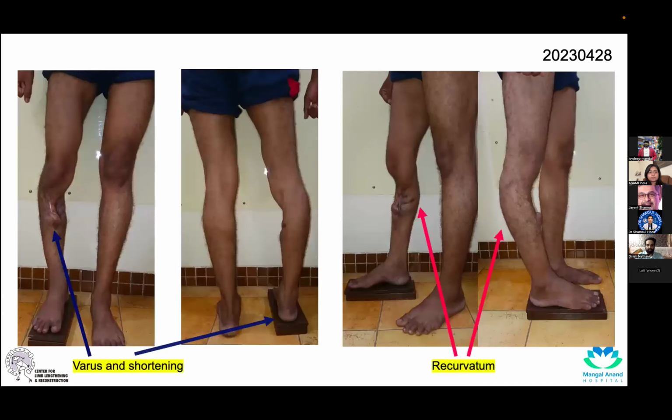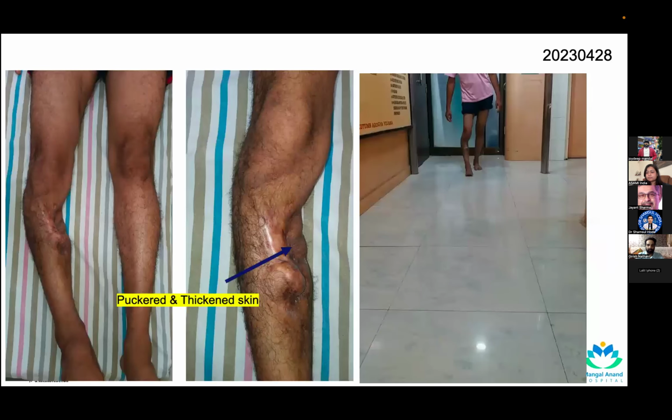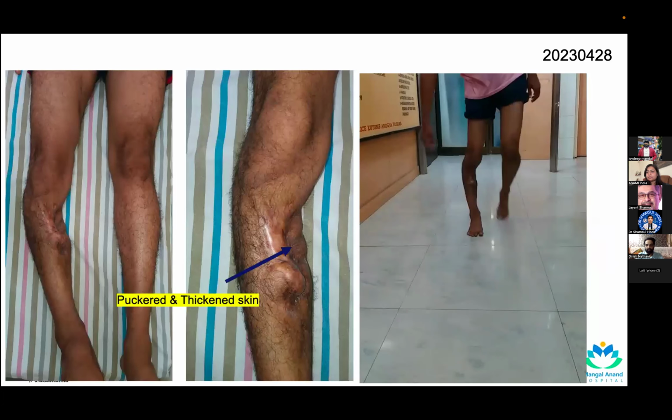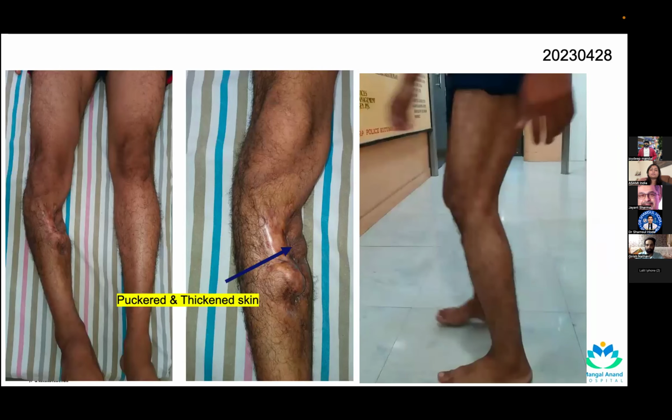These were his clinical pictures. As we can see, he has quite some shortening. He has varus and recurvatum in his right lower limb. The skin on the medial side was puckered and completely thickened. And this was his walking video in which he was stooping on the right side while walking.